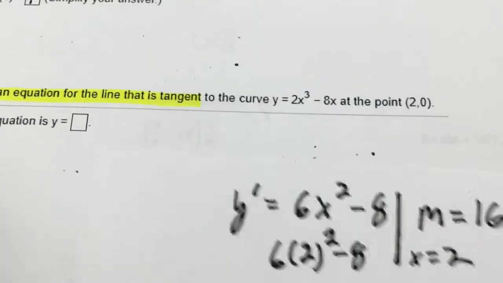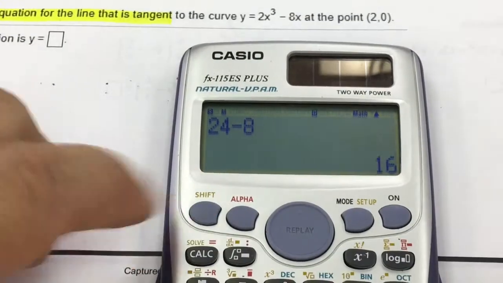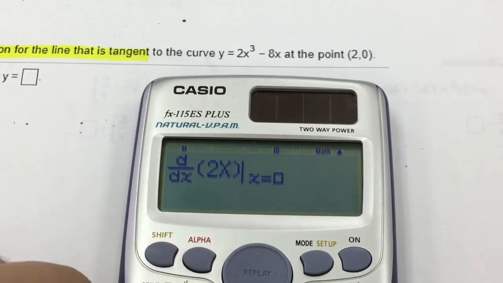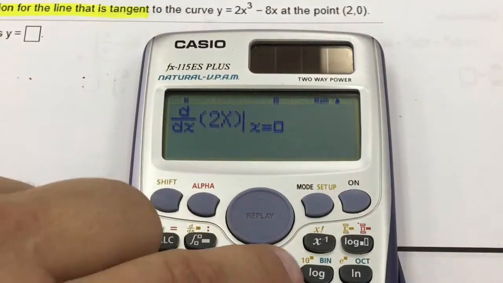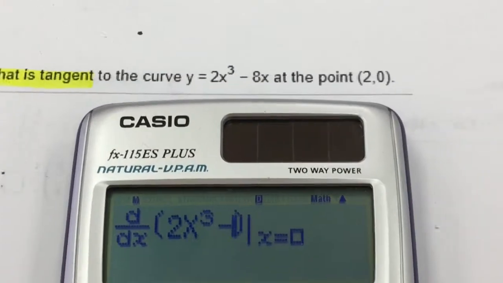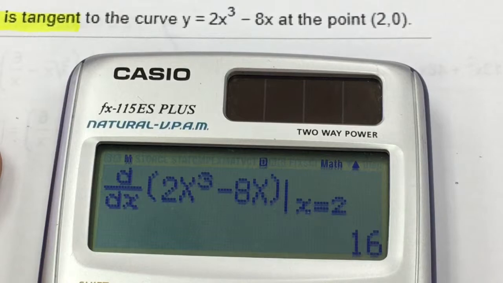Now, I could have done this using the calculator. And here's how I would have done it. Once again, I'm going to hit shift and then the derivative button. I'm going to type in that equation, 2x cubed. Now I have to hit the exponent button to get to the third power. Right arrow to bring it down. Minus 8x, evaluated at x equals 2. Notice, this will give me the slope rapidly. And my slope is 16.